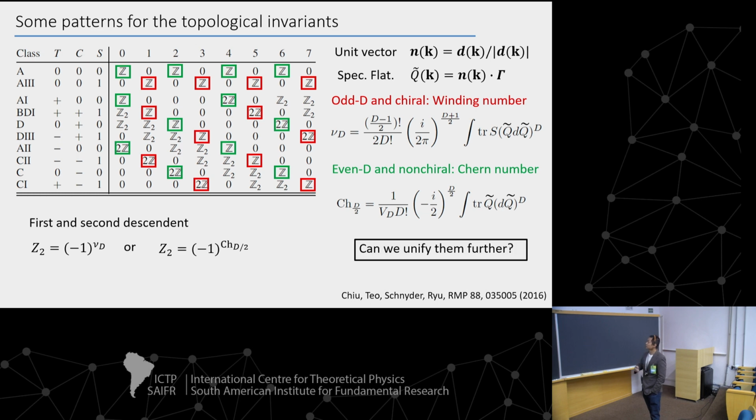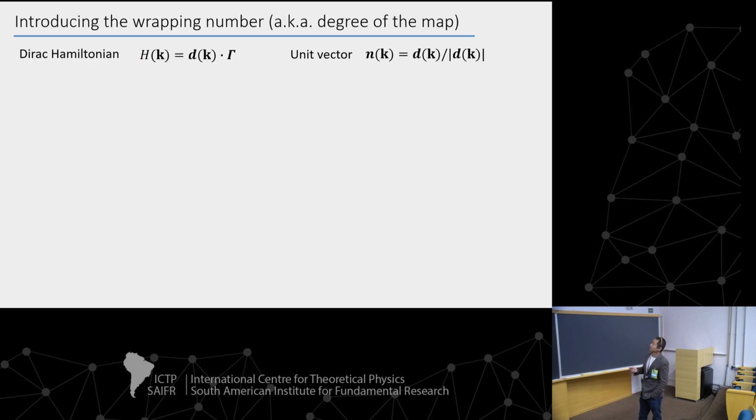Now, the question we want to ask is that we are still not very satisfied with two invariants. We want to unify them into one formula. So this comes to our introduction of our theory of the so-called wrapping number, or we also call it the degree of the map. It goes like this. Once again, you start from this Dirac Hamiltonian, and you define this unit vector in the spectrally flattened Hamiltonian, which I call n of k.